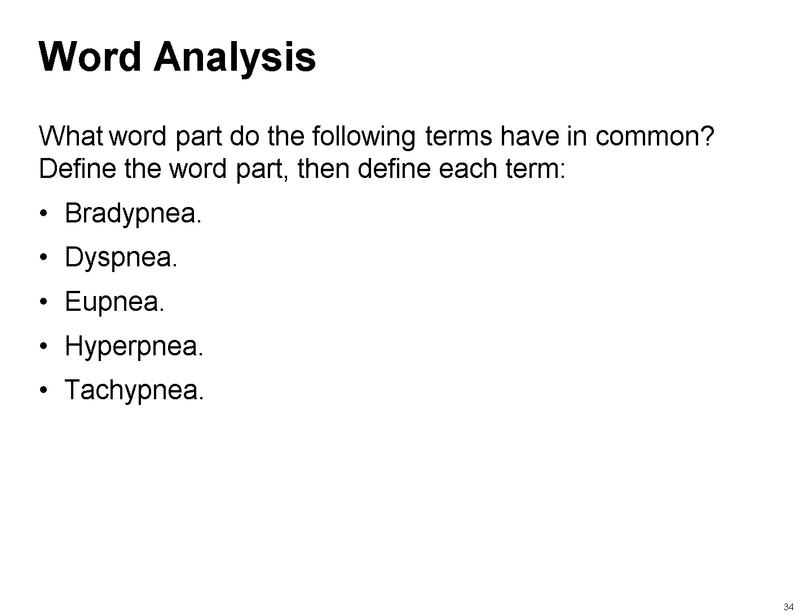Eupnea describes normal breathing. It's the effortless and steady rhythm that occurs when the respiratory system is functioning well. Hyperpnea refers to deep, rapid breathing. This is commonly seen during physical exertion or as a response to low oxygen levels. Tachypnea is characterized by rapid breathing. It often occurs in response to fever, anxiety, or respiratory infections.